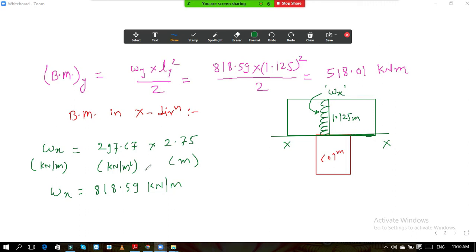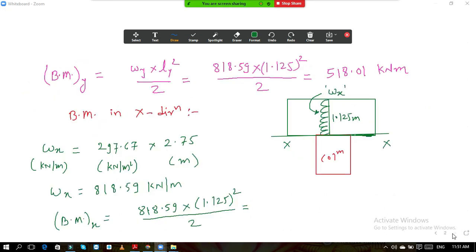Okay. So in the similar manner, now we will calculate the bending moment. So bending moment along the x direction, which is W, now I will write directly W L square. What is L now? L is the span. So this is the UDL, and the span of the UDL is this one, 1.125. So it is 1.125 square divided by 2. Again we will get the same answer. So our answer is, how much is it?